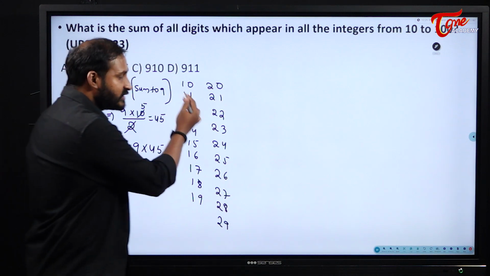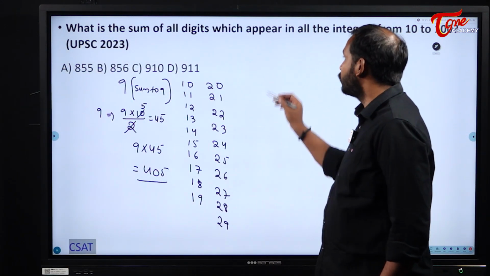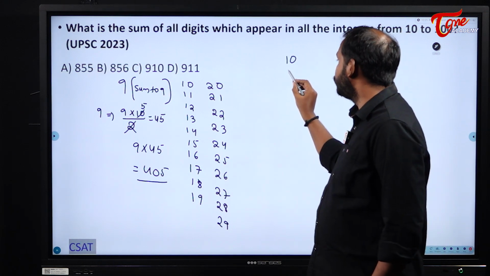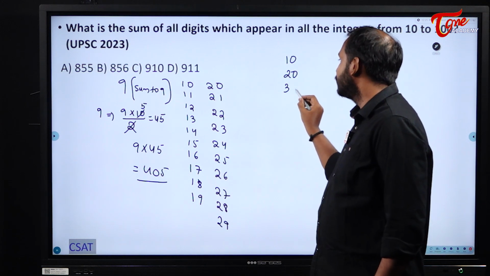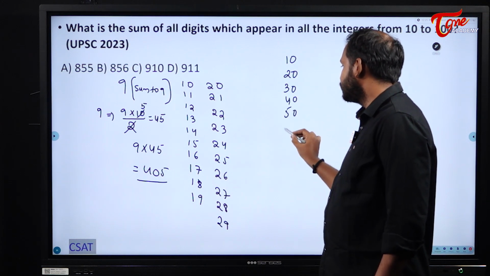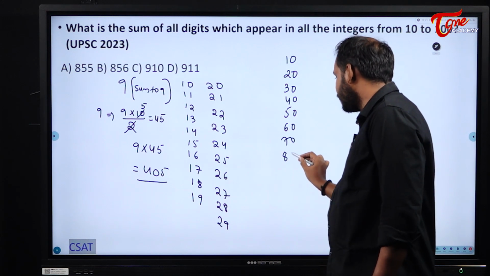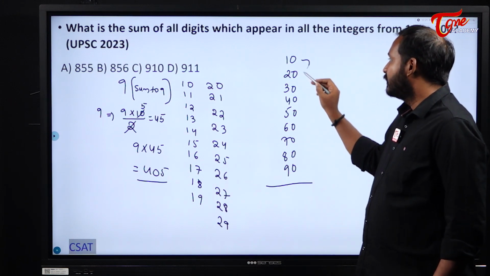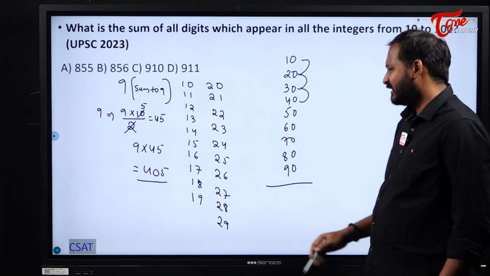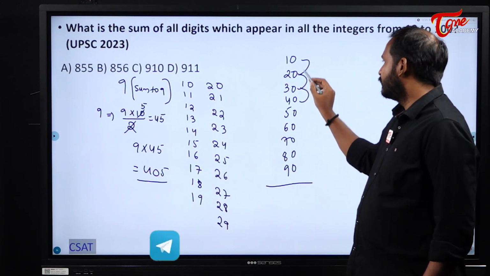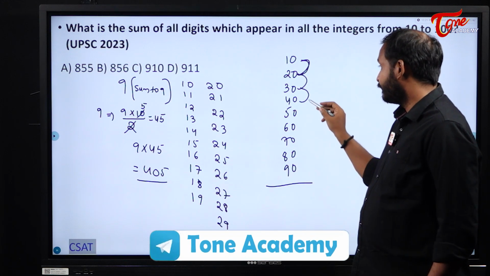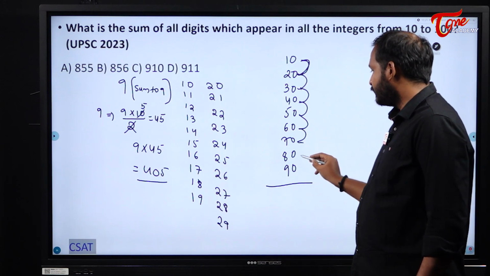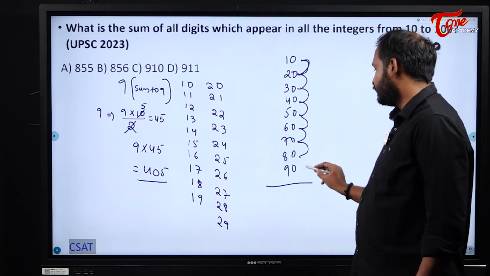Good, super. Ones, how many ones we are getting? 10 ones. So 10 into 1, 10. How many twos we will get? 10 twos. So 10 into 2, 20. How many threes? 30. How many fours? 40, 50, 60, 70, 80 and 90. When I add all these things, what I will get here? 10, 20, 30, 60, 100, 150, 210, 280, 360, 450.